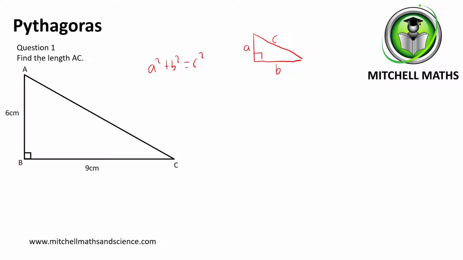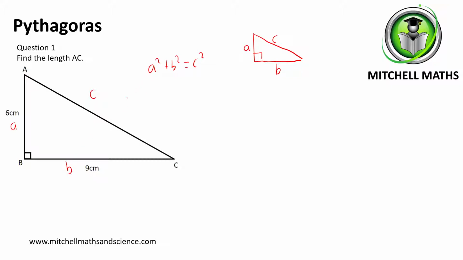So if we have a look at the question, find the length AC. Well, the first thing we want to do is label the sides of the triangle. So we go to the side opposite the right angle and we label that C. And the other sides can be labelled A and B in any order.